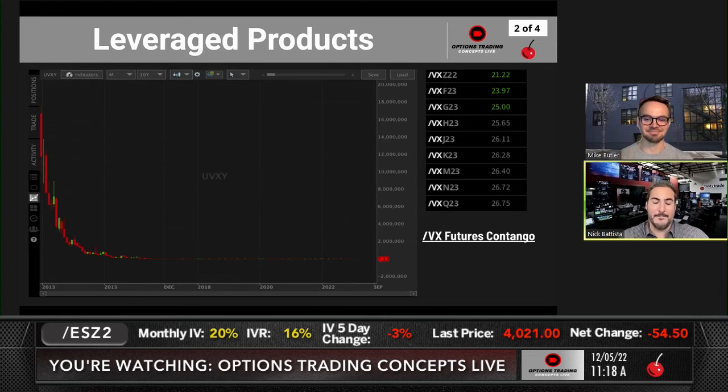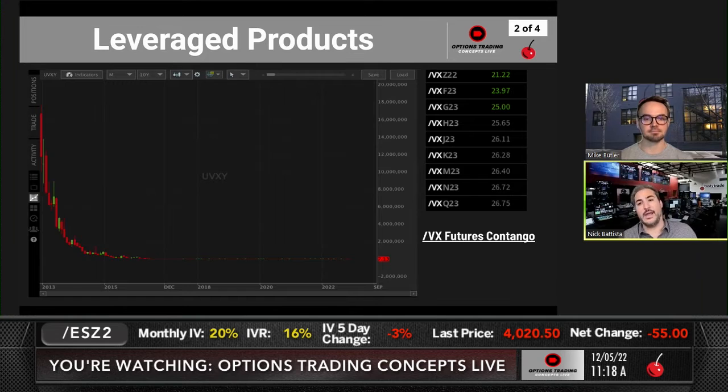But the reason why it drags like this, and why it goes to zero, and why the chart for all these products will look like this, is because the futures roll. So if we're looking at the Z contract in volatility, and UVXY is actually a basket, around 60-40, so 60% in the front, 40% in the back, just to make it easy, we'll say it's all in the front right now.